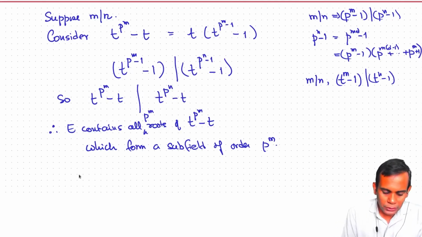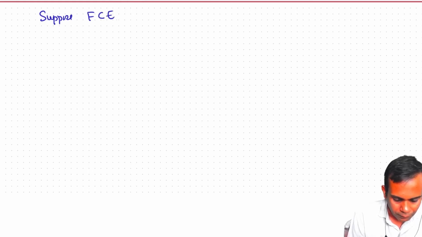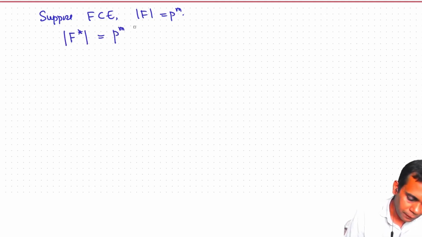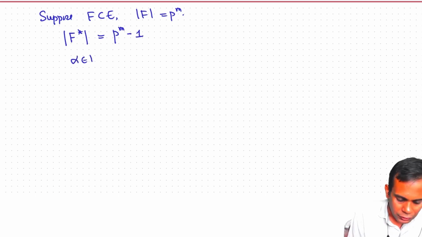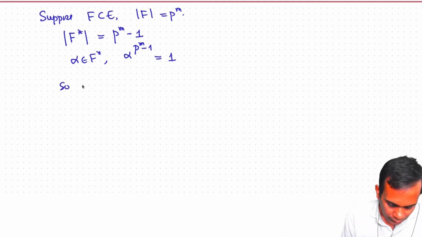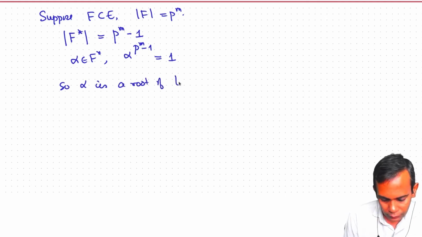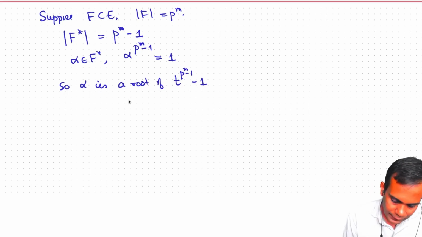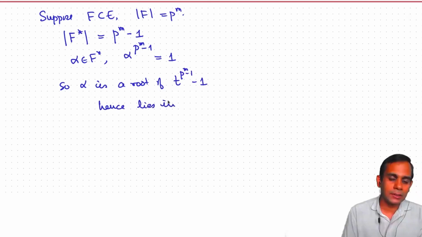And another fact is that suppose F is a subfield and the order of F is p to the m. Then you look at the multiplicative group F star, and this has order p to the m minus 1. So if you take any element alpha in F star, then alpha to the power p to the m minus 1 is equal to 1, because its order must divide the order of the group. And so alpha is a root of t to the power p to the m minus 1, and hence lies in the field that we constructed earlier.